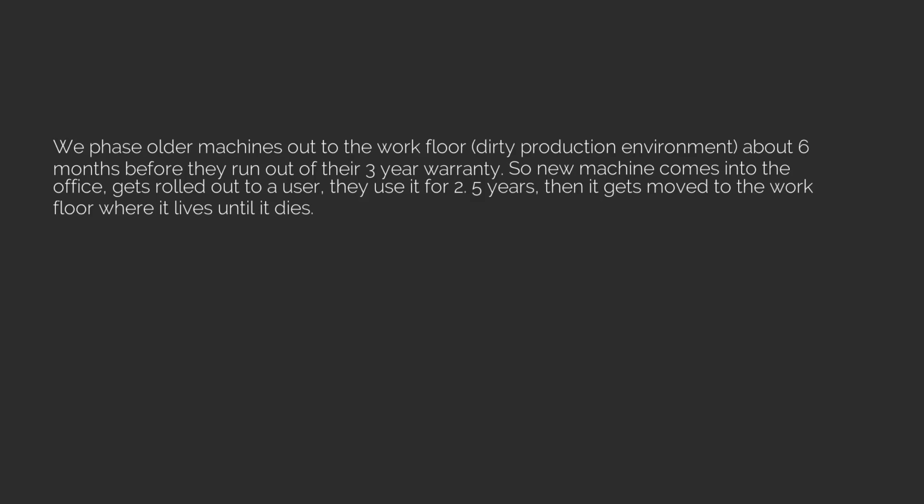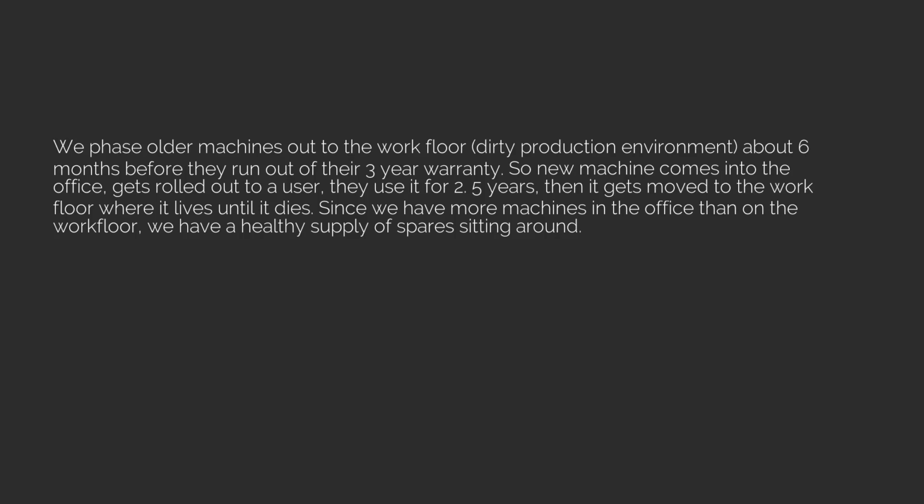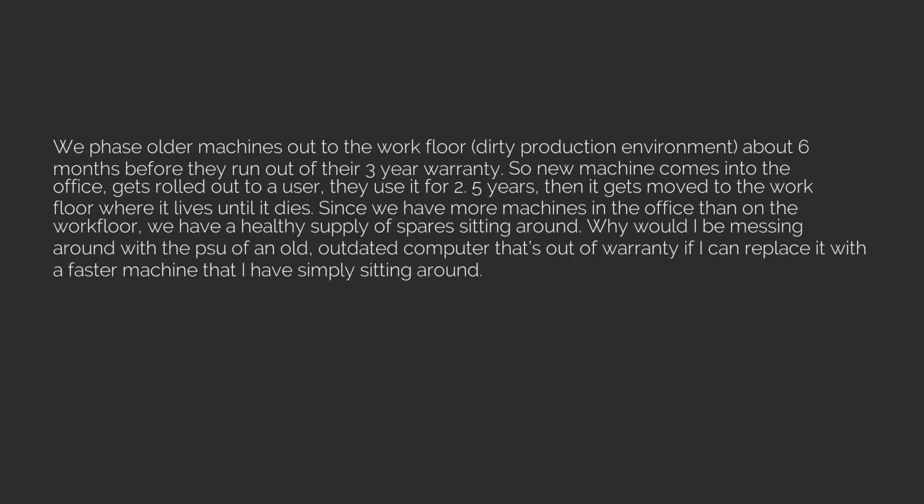Edit: Someone questioned our policy of not replacing the SU but the entire machine instead. We phase older machines out to the work floor, a dirty production environment, about 6 months before they run out of their 3-year warranty. So a new machine comes into the office, gets rolled out to a user. They use it for 5 years, then it gets moved to the work floor where it lives until it dies. Since we have more machines in the office than on the work floor, we have a healthy supply of spares sitting around. Why would I be messing around with the SU of an old, outdated computer that's out of warranty if I can replace it with a faster machine that I have simply sitting around?